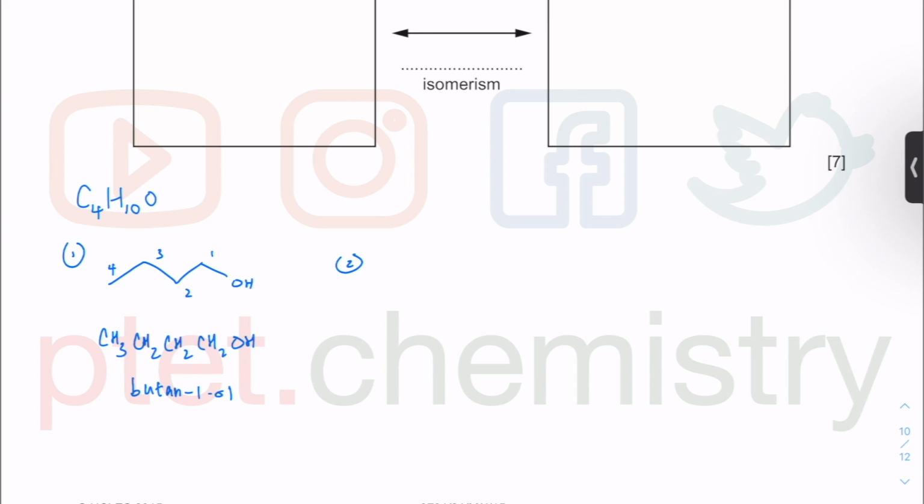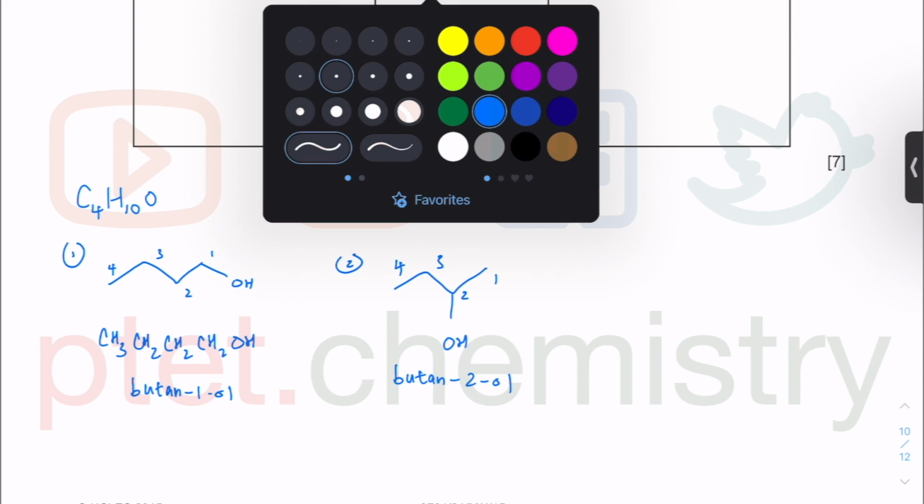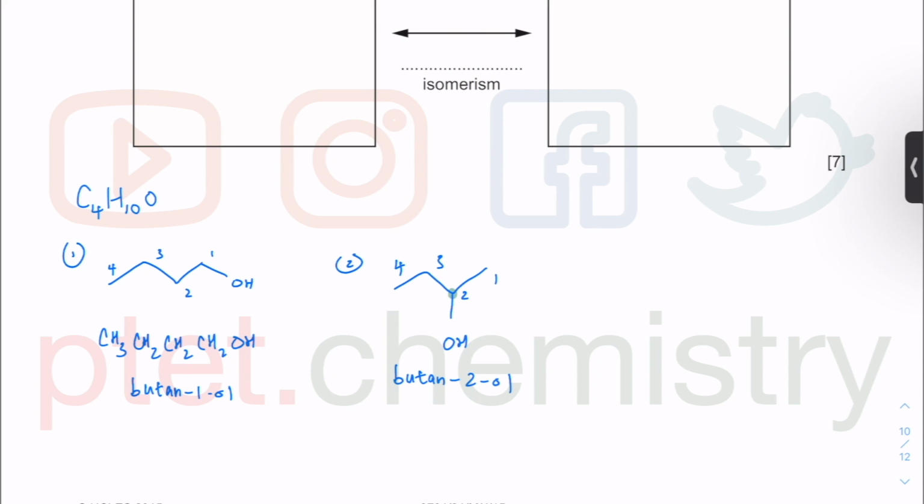What else can we have? I'm going to move around the OH first, so we can have butan-2-ol like that. 1, 2, 3, and 4. This is a secondary alcohol now, because the carbon with the OH is bonded to 2 other carbons. So 2 degree refers to secondary alcohol. Butan-1-ol is a primary alcohol, because the carbon bonded to the OH is bonded to 1 other carbon.